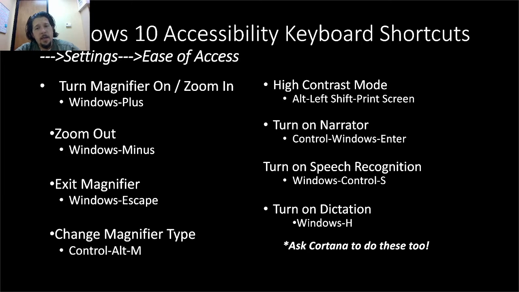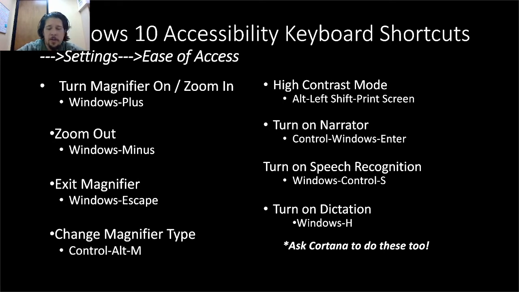To change the kind of magnifier, because you have 3 different kinds, would be Control Alt M. So you have to have that magnifier engaged before you do that. To change the contrast mode is Alt and Left Shift and Print Screen. So you may not use Print Screen all that much, so it's usually up towards the top, maybe top right hand side. And then not just any shift key, but the left shift key. So Alt, Left Shift, Print Screen.